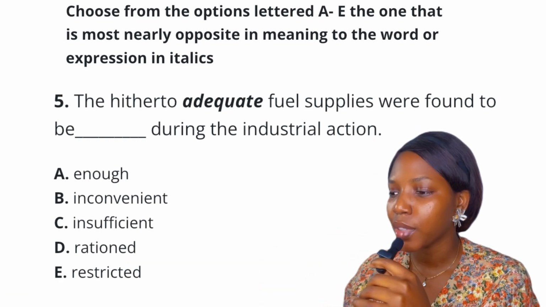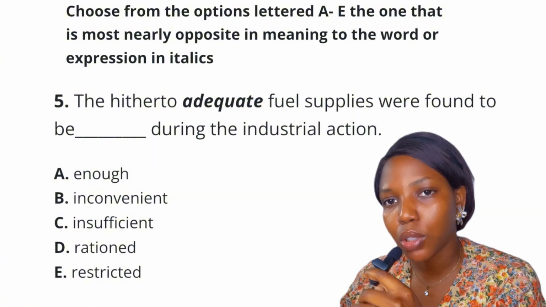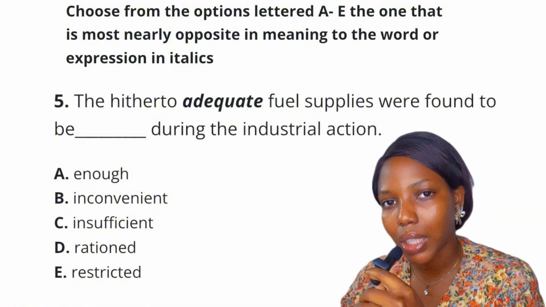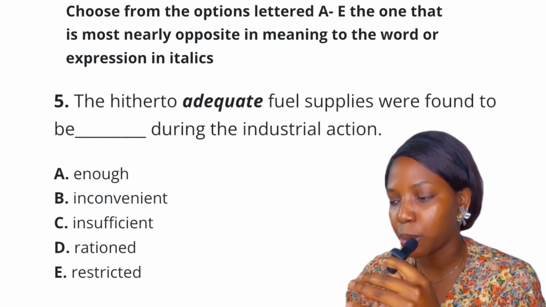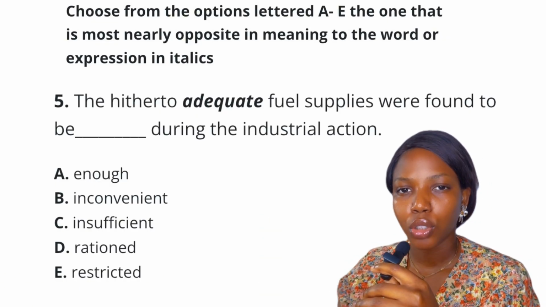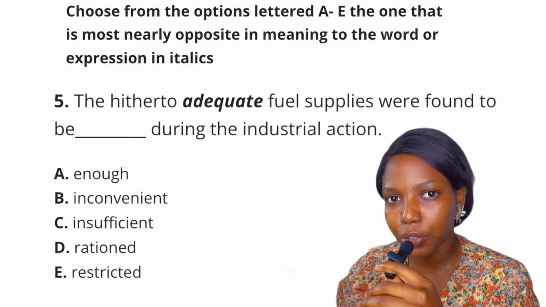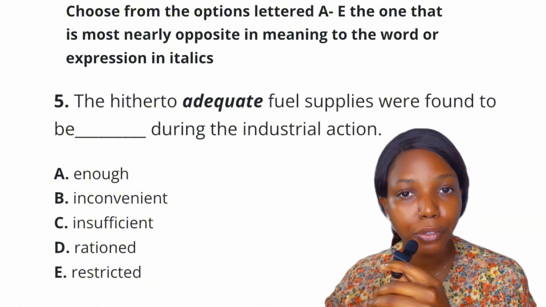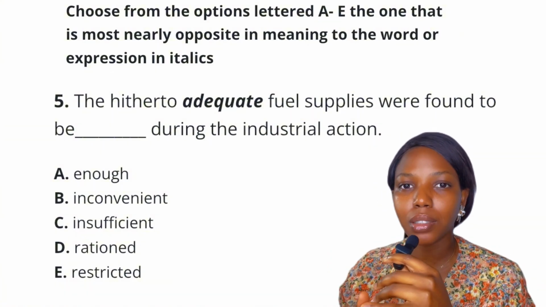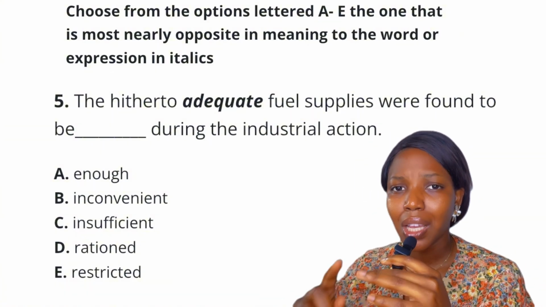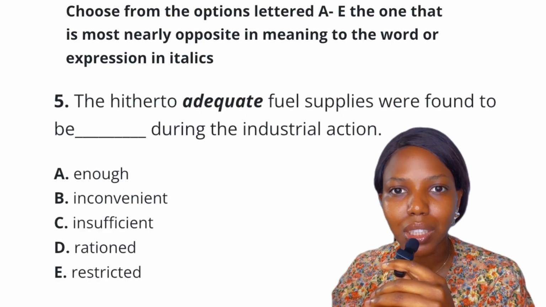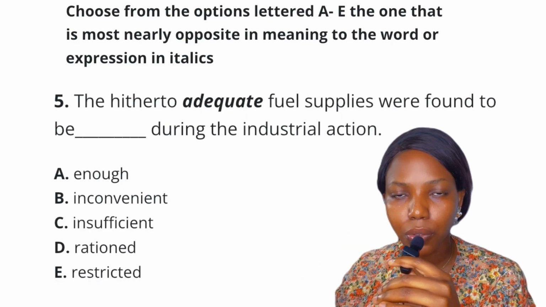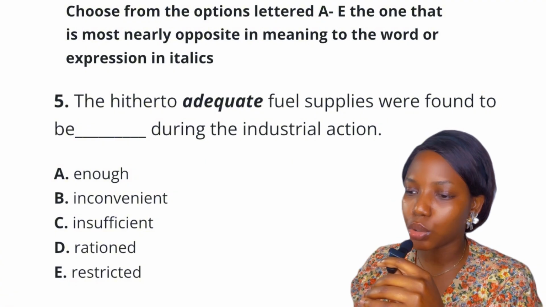So let's go. So we want to identify the meaning of the word as it is used in the context, right? Adequate, here we can see fuel supplies. So this tells us that adequate means sufficient. It means enough. Okay, so adequate can mean satisfactory, adequate can mean acceptable, it can mean sufficient, enough. But the most active meaning in this context is what? Enough, sufficient.